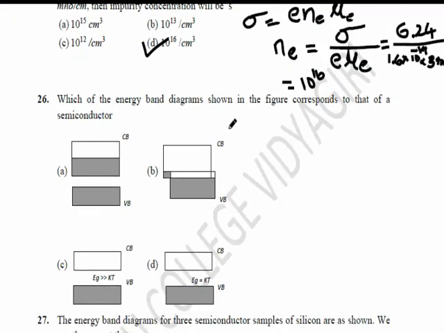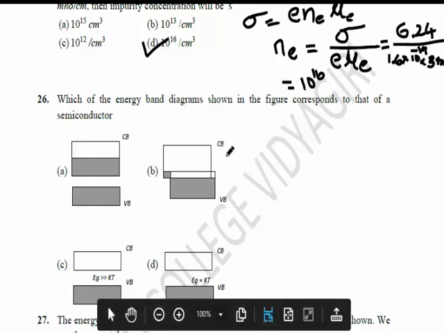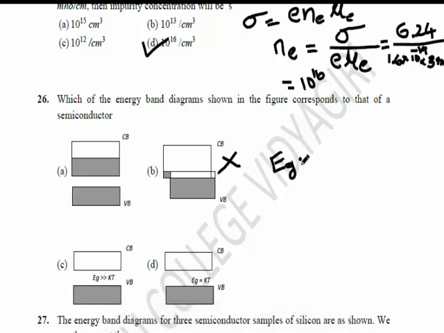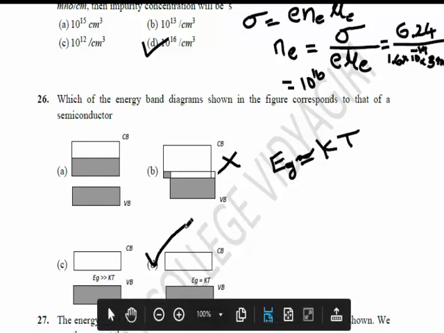26th question. Which of the energy band diagrams shown in the figure corresponds to that of a semiconductor? See here, the following diagrams show conduction band and valency band. So it is not shown properly. Conduction band, valency band, it's not the answer. So for semiconductors, the forbidden energy gap is nearly equal to Kt, which means the correct option is D.